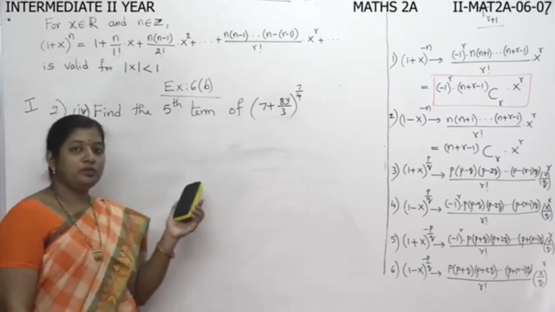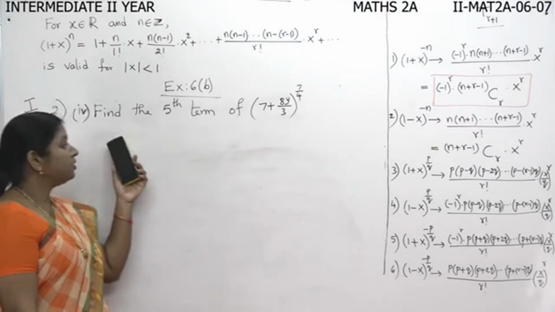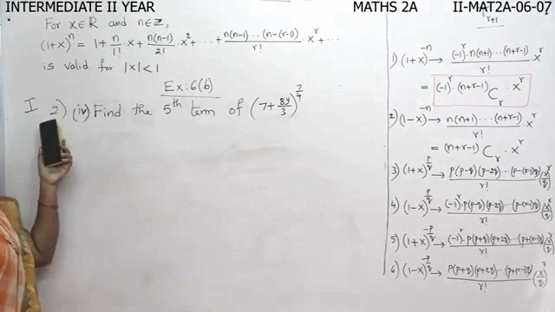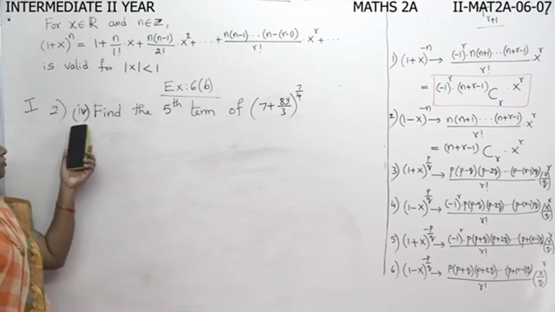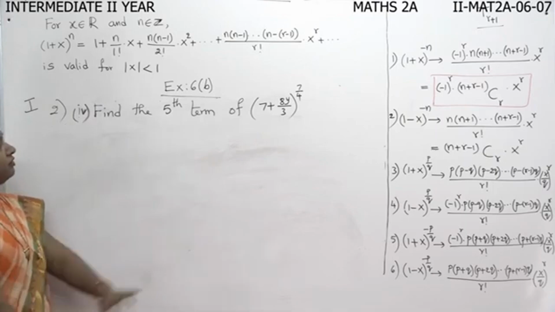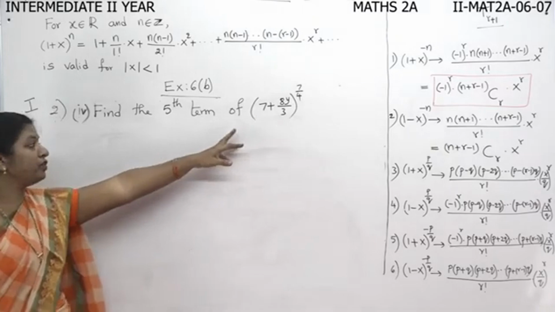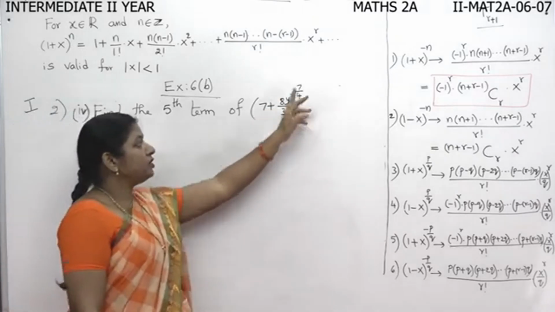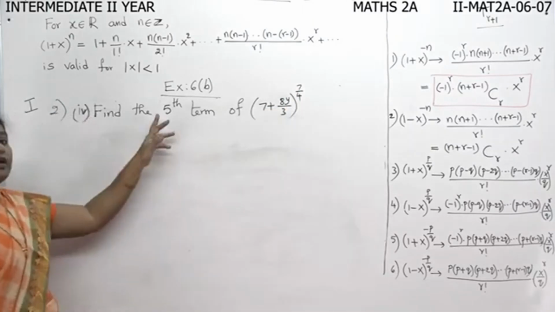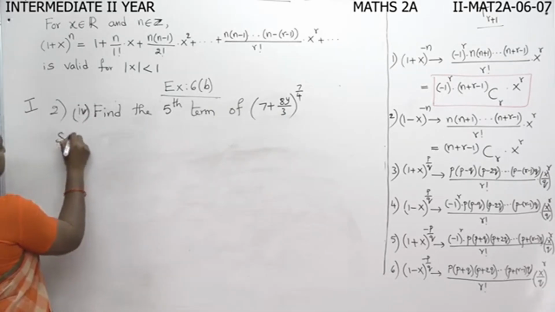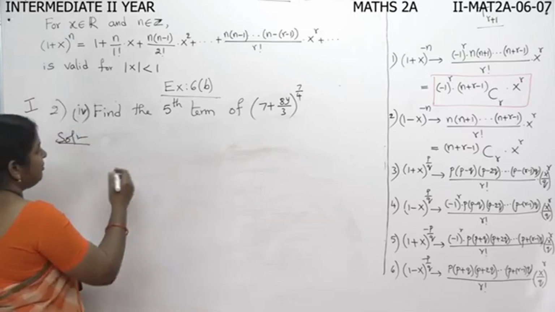Now we will do one more problem of the same type. Section number 1, second problem, fourth bit. Find the fifth term of (7 + 8y/3)^(7/4). Let us find the fifth term in the expansion of (7 + 8y/3)^(7/4). So what is the given problem here?